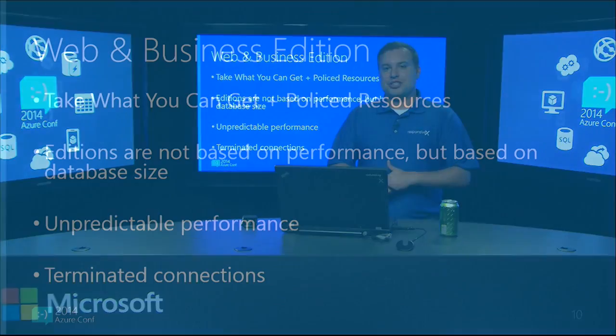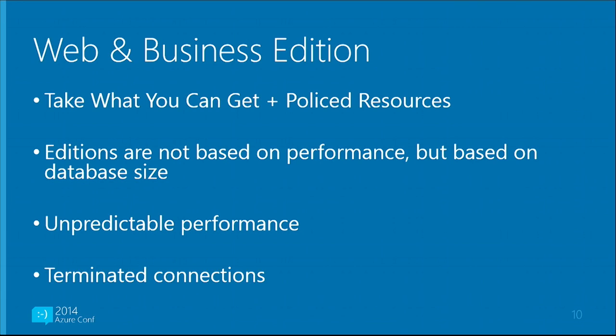Web and Business Edition and SQL Database are what we've really had for the longest time. It's the SQL database that we've always had in Azure, and its model is really that take what you can get policed resource model. So in Web and Business Edition, we can spike and get lots of resources and get great performance. We can also have poor performance if there's a lot of contention on the box, if we have a lot of noisy neighbors. And then what happens is our resources get policed and we get governed and throttled back. And so we can have connection drops because we're getting throttled, because we're doing too much on the server.